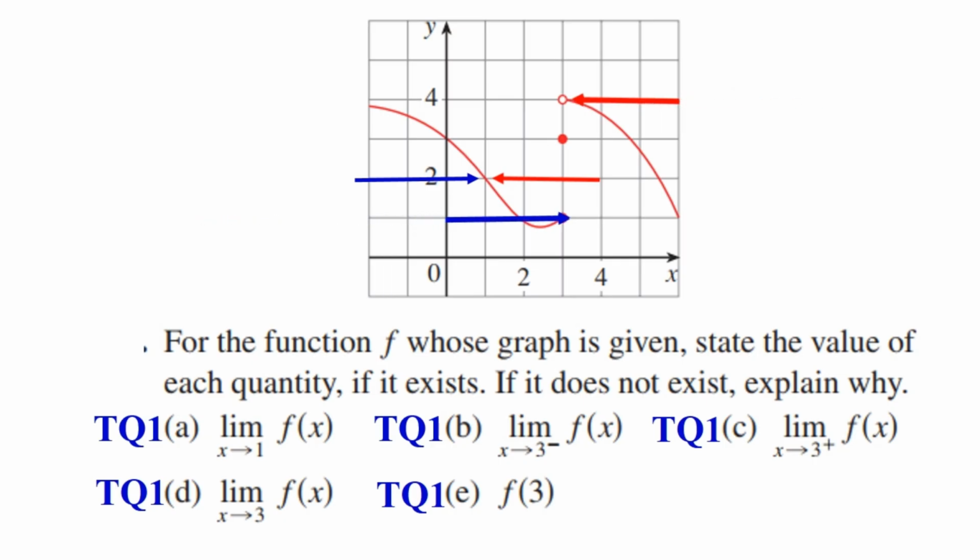And tutorial question 1e is asking us, what is f of 3? Looking at the graph very well, you see that f of 3 is equal to 3. You cannot take the dotted line below, and you won't take the dotted line above. You will take the one that is shaded. So f of 3 is 3.